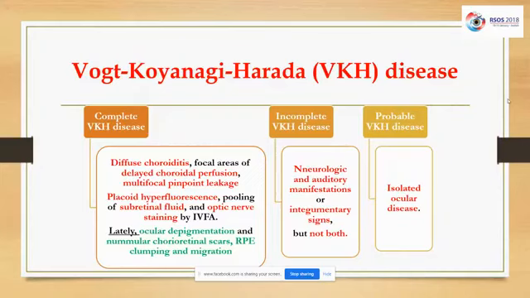Complete Vogt-Koyanagi-Harada involves diffuse choroiditis with focal areas of delayed choroidal perfusion, multifocal pinpoint leakage, or placoid hyperfluorescence, pooling of subretinal fluid, and optic nerve staining by fluorescein angiography, and later ocular depigmentation, nummular chorioretinal scars, and retinal pigment epithelium clumping and migration. Incomplete Vogt-Koyanagi-Harada will be shown by neurological and auditory manifestations or integumentary signs, but not both. Probable Vogt-Koyanagi-Harada has only isolated ocular disease.